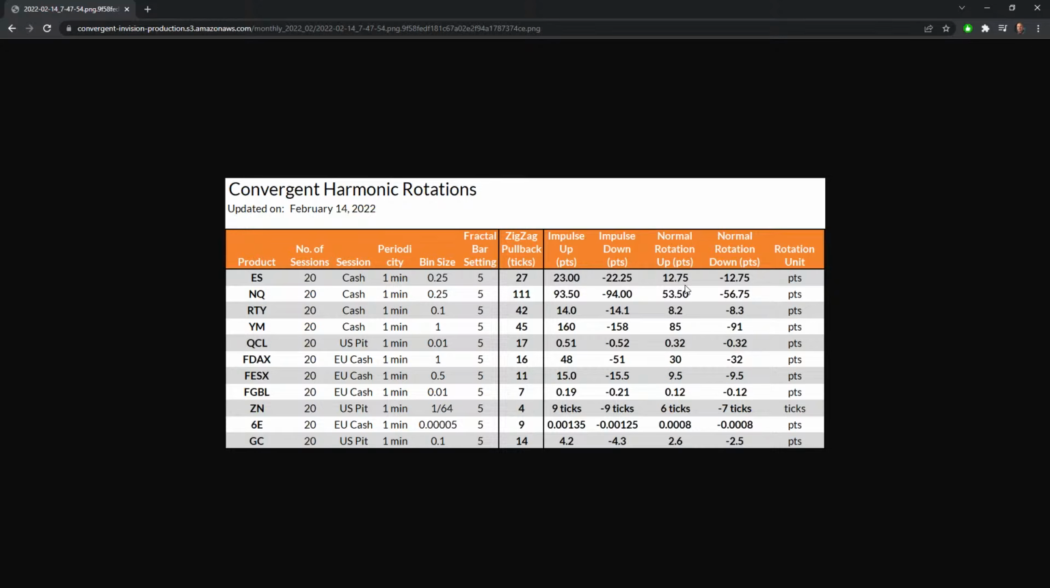Normal rotation in the S&P currently is 12.75 points up and 12.75 points down. This value is normally around 3.5 points, historically speaking. So we can see that we are at 4 times the rotational value of the S&P as we normally have. So instead of trading a 24 lot, I need to trade a 6 lot. Okay, so that's what that means. And the values are in points. So this is how we measure it.